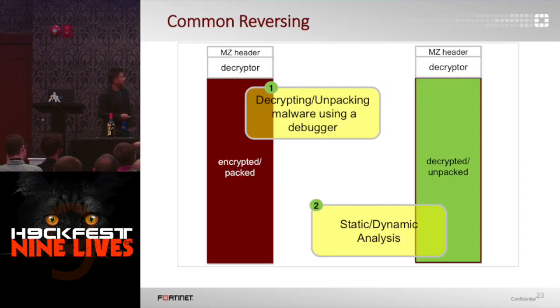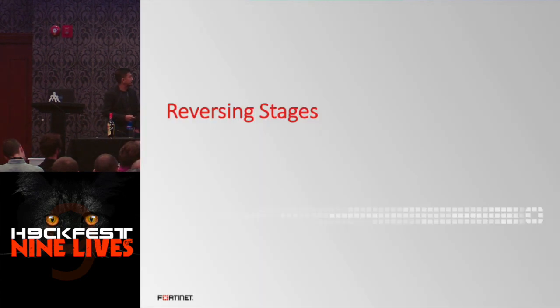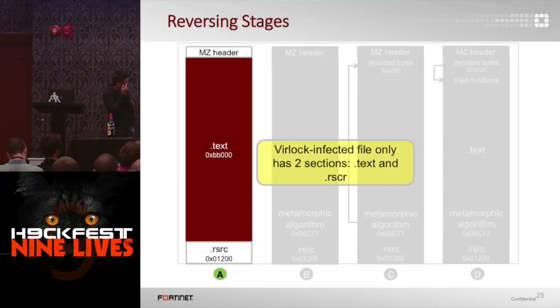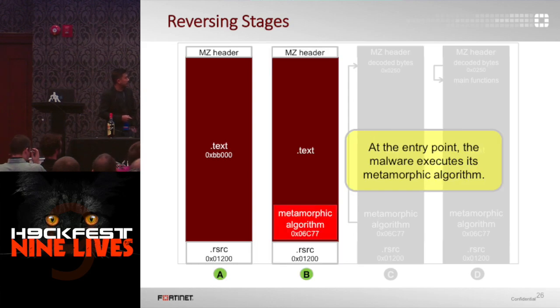Assuming this is your executable file, when we try to decrypt or unpack the malware, you will be able to get the decrypted version, and then you can do IDA static analysis, or you can still do dynamic analysis. For the reversing stages, when you first get your Virlock, you only have the text section and the resource section. Then at the very end of the executable file, there's this code, the Metamorphic algorithm. That is our focus later on.